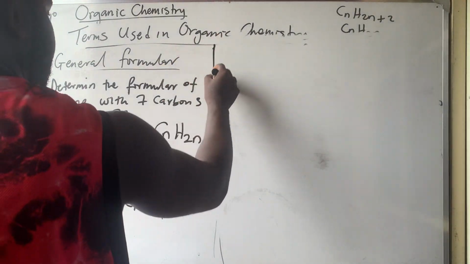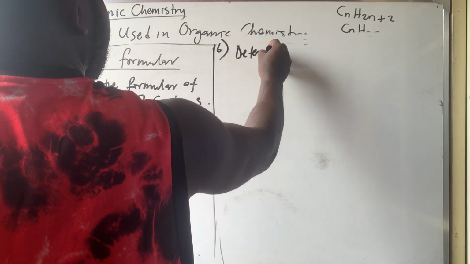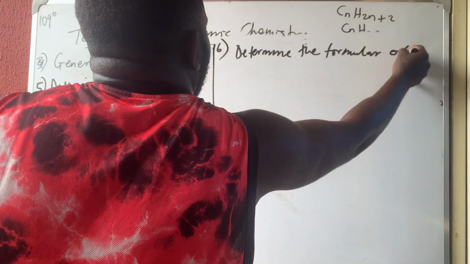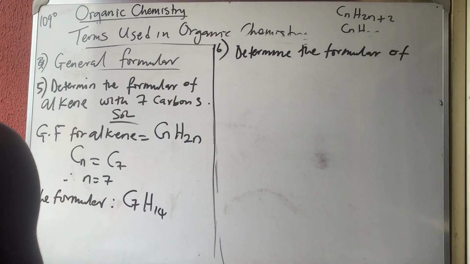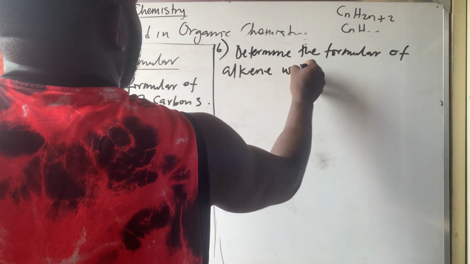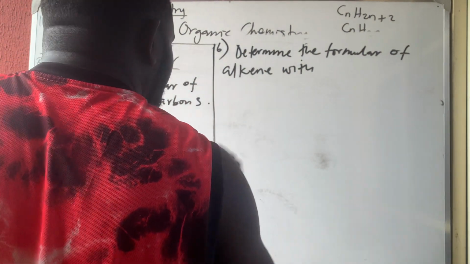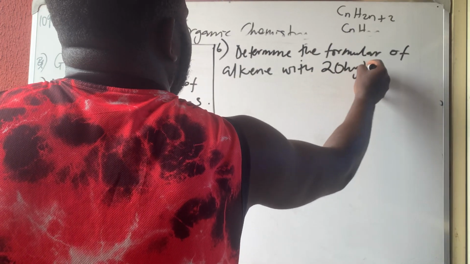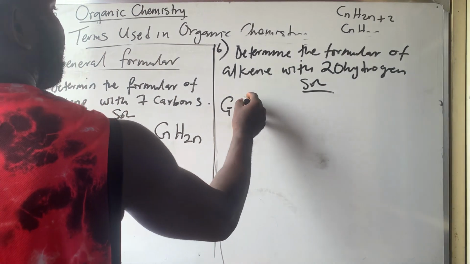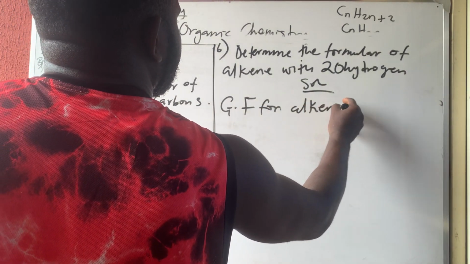Okay, so question number 6. Question number 6 said, determine the formula of alkene with 20 hydrogens. Formula of alkene with 20 hydrogens. Okay, solution, very simple. The general formula for alkene is what?